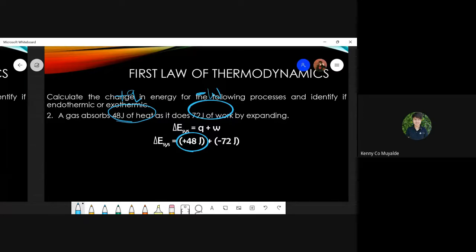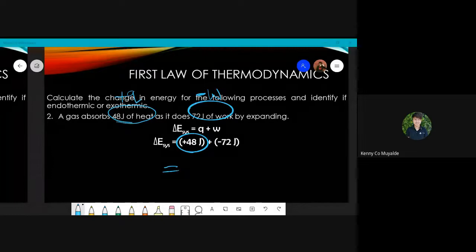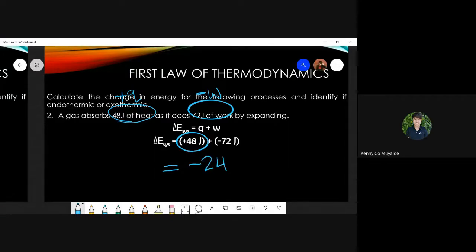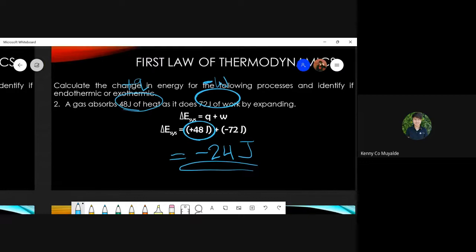Okay, so, si gas ang gumawa ng work, kaya negative, kasi siya yung nagpakapagod. So, negative 72 joules. So our final answer here is positive 48 plus negative 72. What's your answer? Type it down in our in-call messages. Okay, so correct. Tama ang inyong mga sagot. It is negative 24 joules. Never forget the unit. And since this is negative, that means this is exothermic.